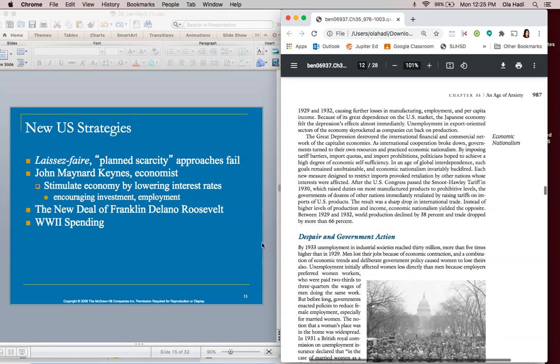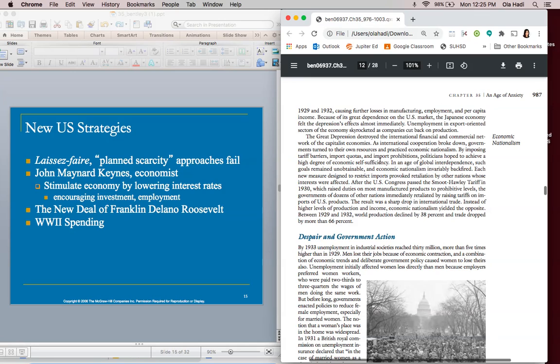The last thing we want to talk about here is economic nationalism. So first of all, we need to understand that laissez-faire economics, or letting the economy do whatever it wants without government regulation, hadn't worked. Planned scarcity as an approach hadn't worked. And we'll start to see that economic nationalism doesn't work either. What we'll start to see is new kinds of economic policies that become powerful for trying to end the Great Depression. But before we talk about those new policies, let's spend a moment on economic nationalism.